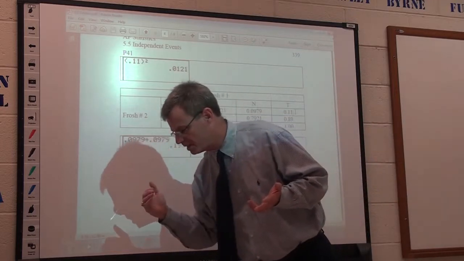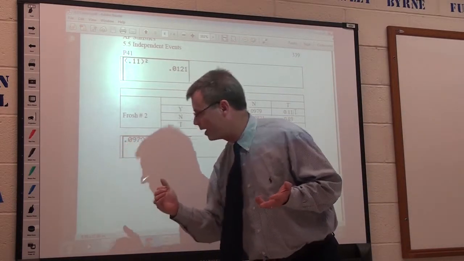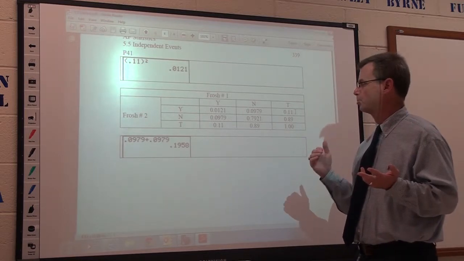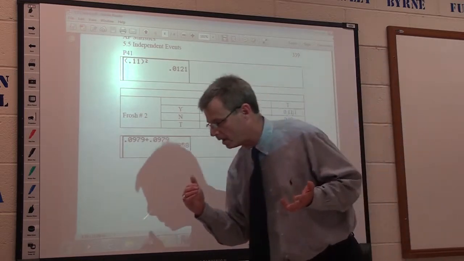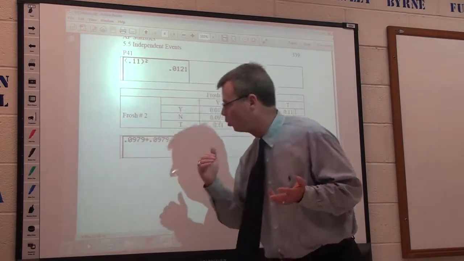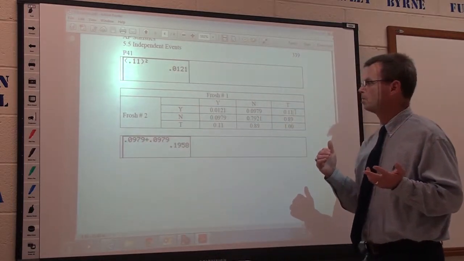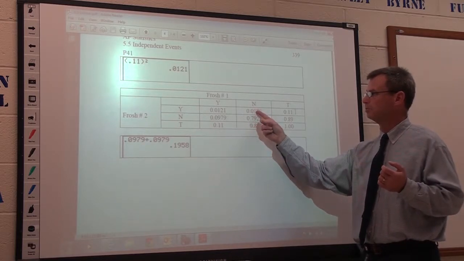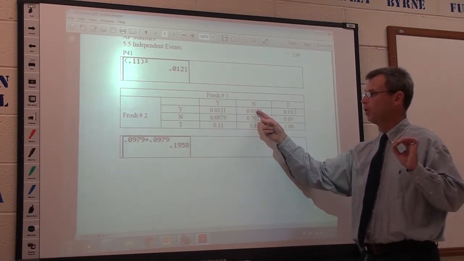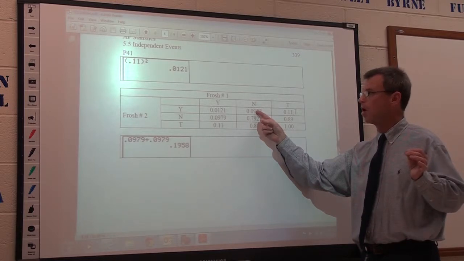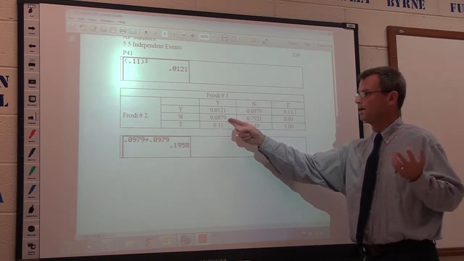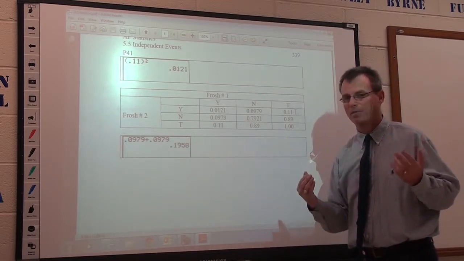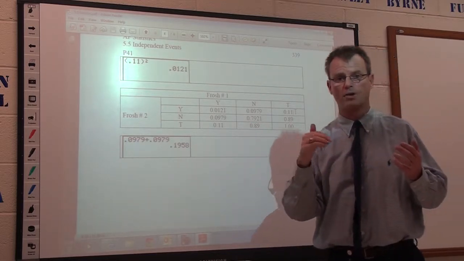Question C says, how could that help you answer B? And the answer to B is that exactly one freshman has to take it. If exactly one freshman has to take it, it is this cell, which is freshman 1 no, freshman 2 yes, plus freshman 1 yes and freshman 2 no. The sum of these two cells tells you the probability that precisely one of the 2 freshmen had to take the remedial course.